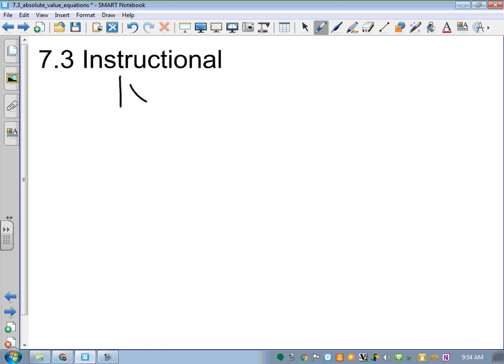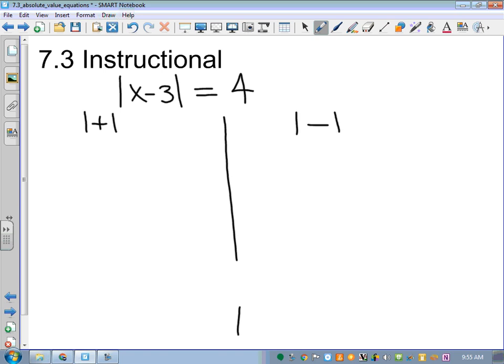I am going to make a relatively simple equation, just the absolute value of x minus 3 is equal to 4, and we'll talk about this graphically as well. The way that we solve absolute value equations is basically splitting them into two cases. The first case is when the absolute value is of a positive number. The second case is when it's the absolute value of a negative number. And if you remember from 7.2, this is basically looking at it as a piecewise function.